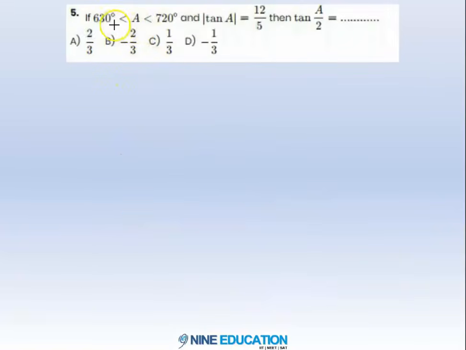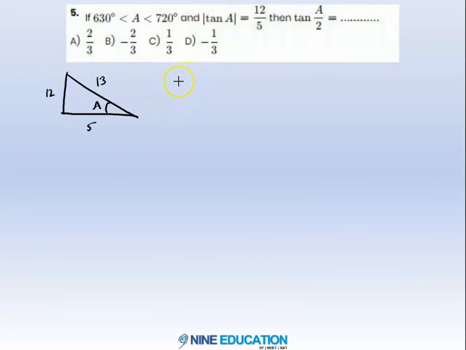If angle A is between 630 degree and 720 degree and mod of tan A is 12 by 5, then tan A by 2 is. So let's draw a triangle and say this is angle A. This is 12, this is 5. As per Pythagoras theorem, this will become 13.